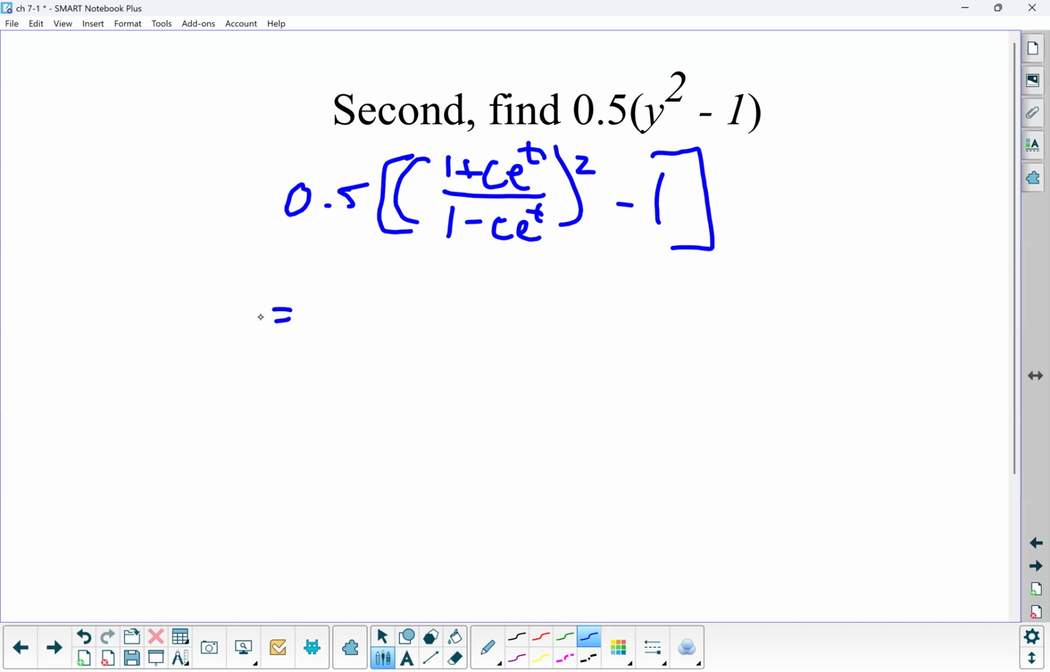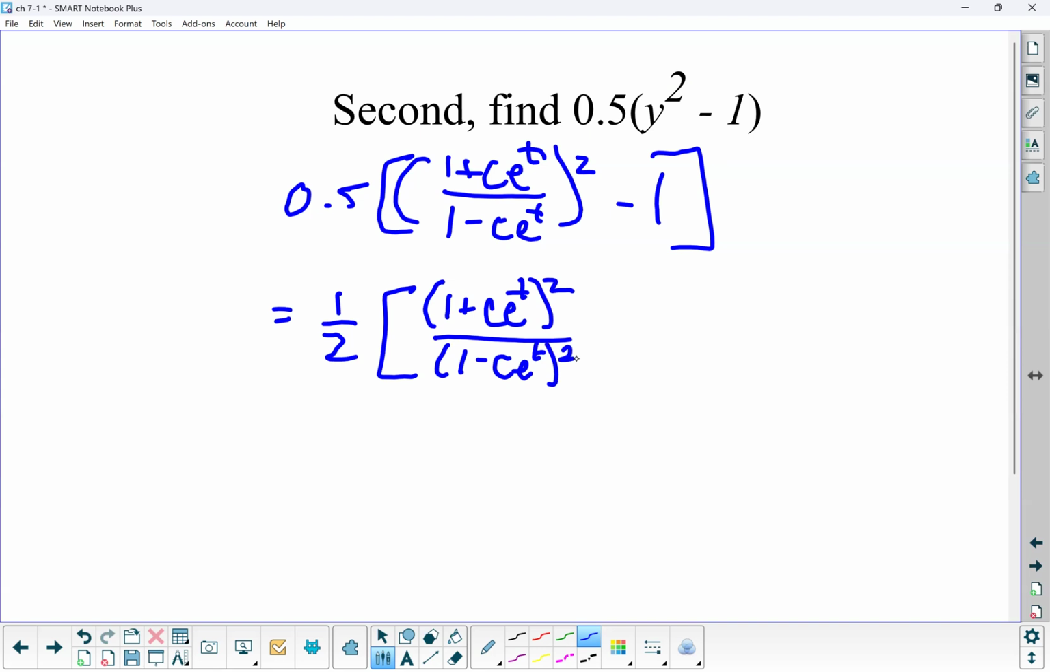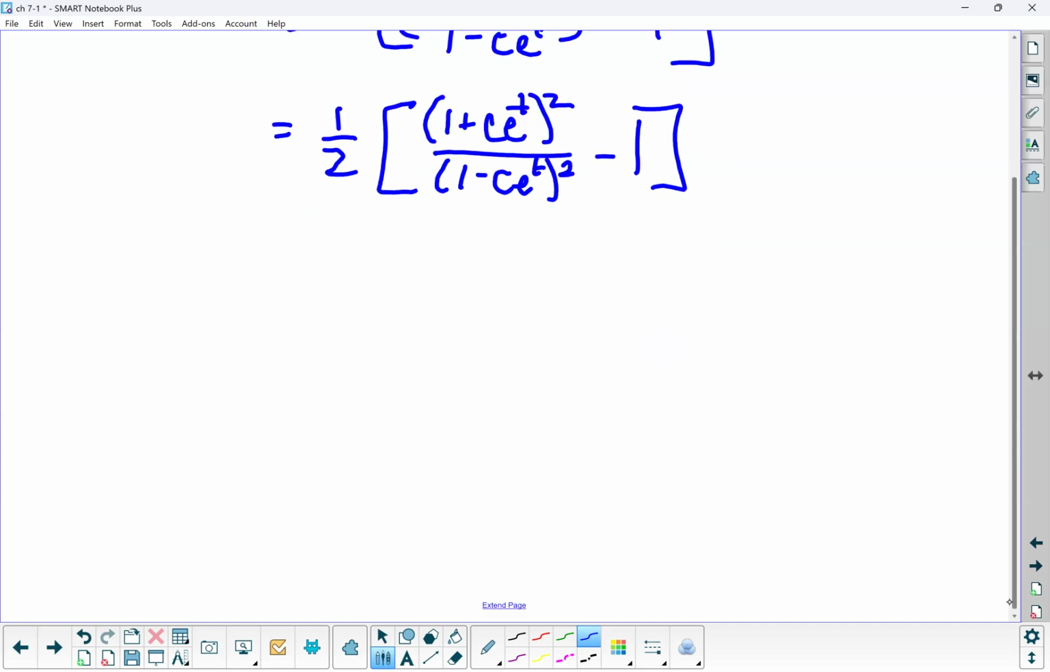I'm going to write that 0.5 as 1/2, as a fraction. 1 plus ce to the t over 1 minus ce to the t squared is 1 plus ce to the t squared over 1 minus ce to the t squared, minus 1. So I would really like to simplify that fraction. So I'm going to find a common denominator.